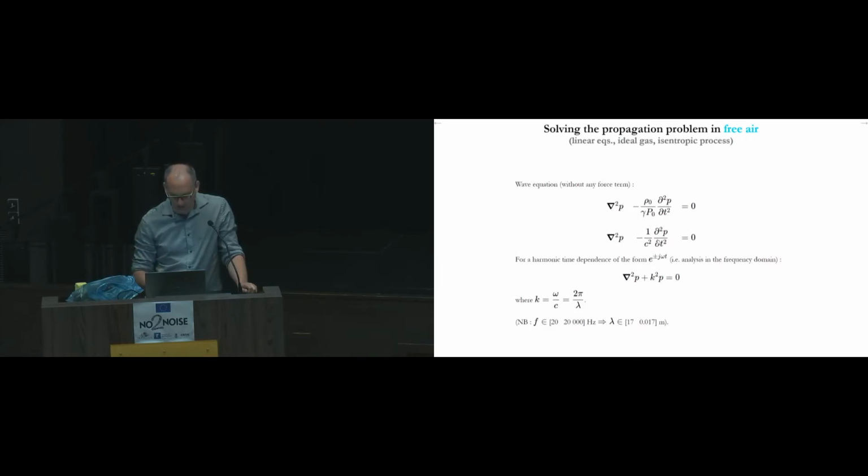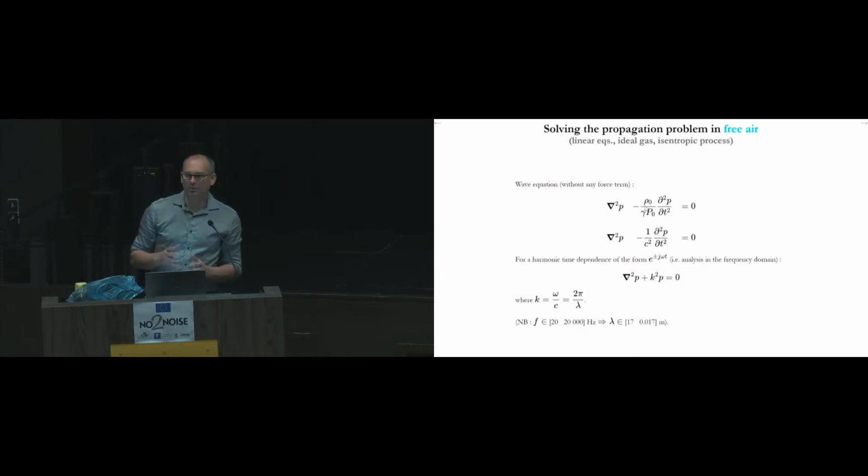which is c squared, and which is in fact rho zero, the mass density of air at rest, over gamma, which is the ratio of the specific heats, 1.4 for air in usual conditions of temperature and pressure, and P0 is the atmospheric pressure, so usually 1 atmosphere.